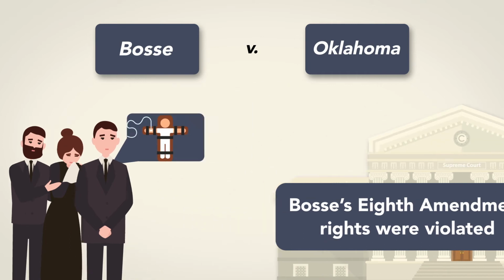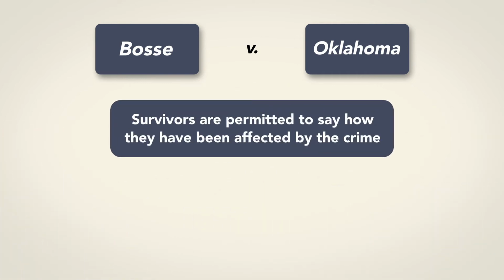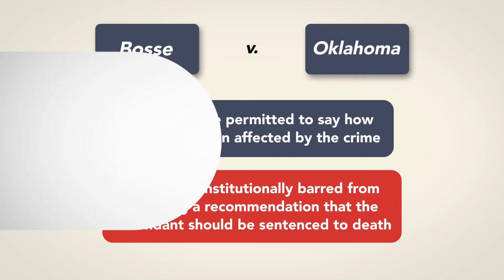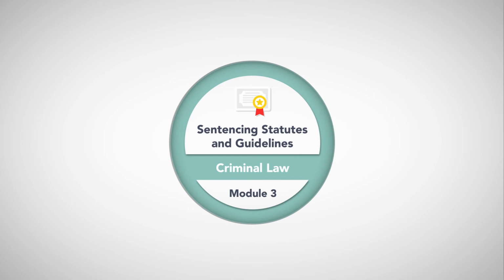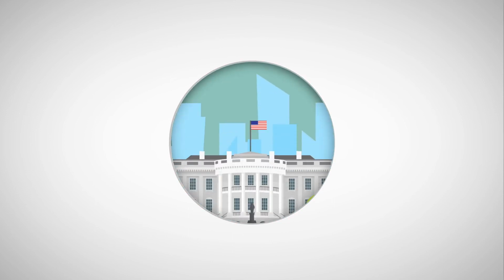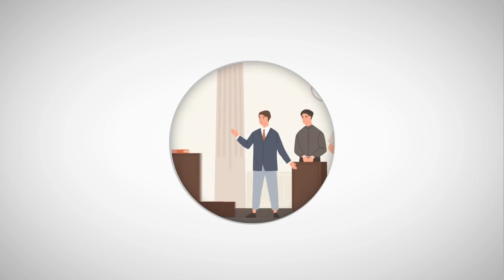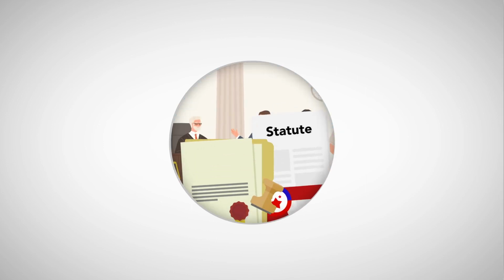Under Bosse, while survivors are permitted to say how they have been affected by the crime, they are constitutionally barred from including a recommendation that the defendant should be sentenced to death. In Module 3, we will wrap up our coverage of criminal sentencing with a discussion of the ways in which the federal and state governments have sought to bring consistency to sentencing with the imposition of sentencing statutes and guidelines, and how these rules are applied.